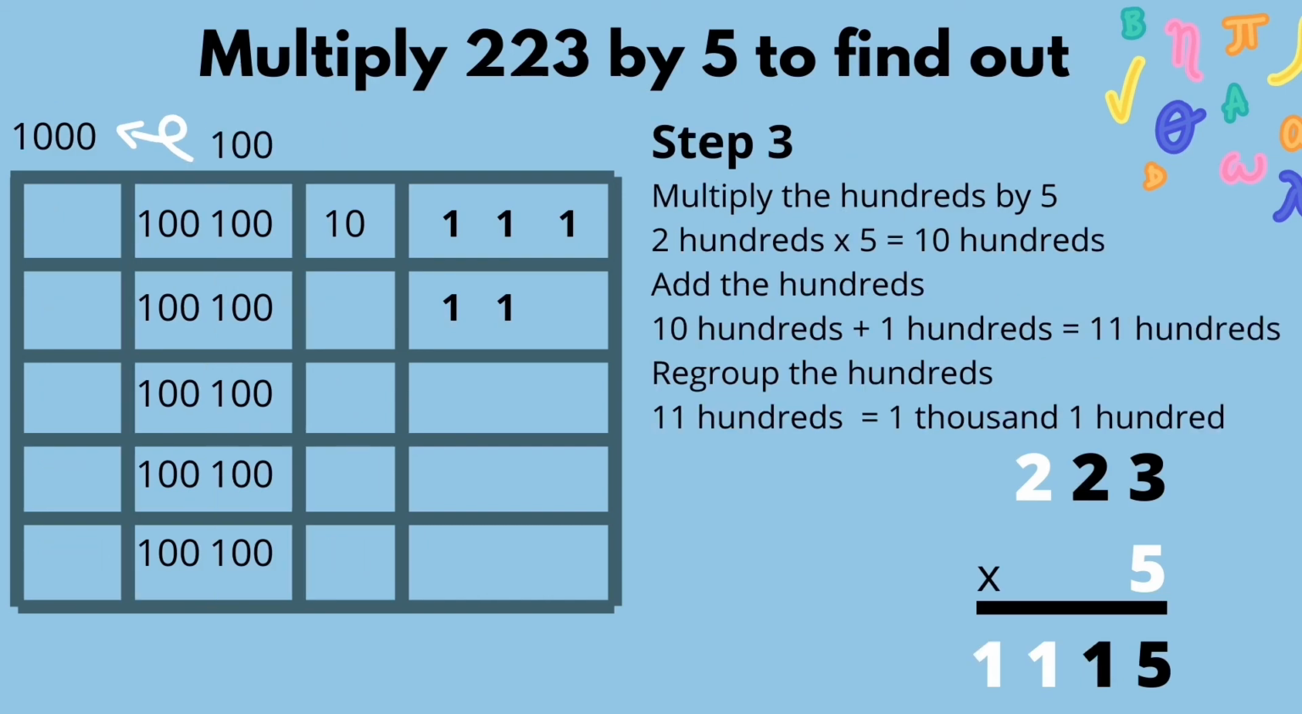Next, step 3. Multiply the hundreds by 5. 2 hundreds times 5 is 10 hundreds. Add the hundreds. 10 hundreds plus 1 hundred is 11 hundreds. Regroup the hundreds. Jadi 11 ratusan adalah 1 ribuan dan 1 ratusan. Kita taruh angka 11 di sebelah angka 15.